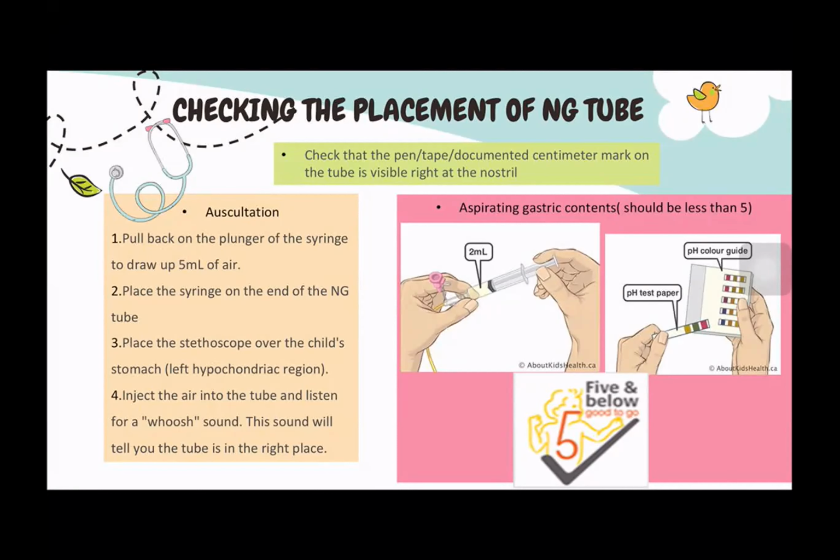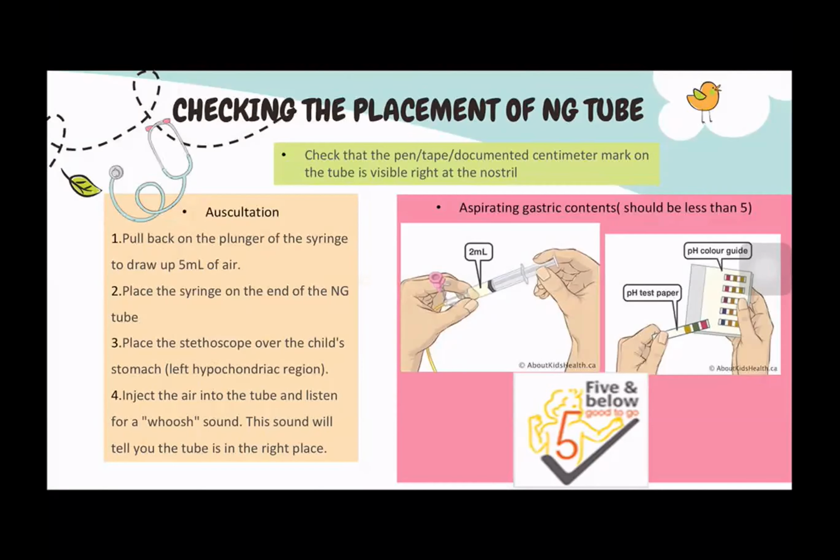Other than that, you can go for the aspirating gastric contents technique, where after you flush the air, you pull back the plunger of the syringe to draw about 2 milliliters of gastric contents, and you test the gastric contents using pH indicator strips.